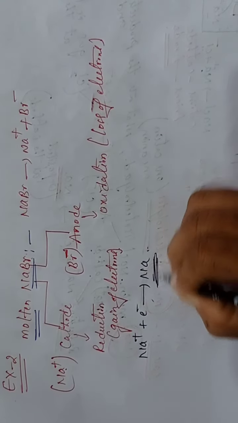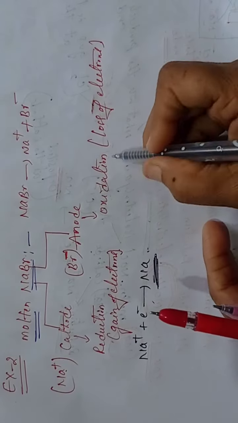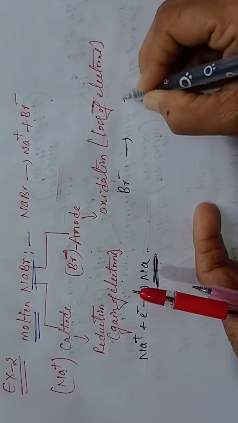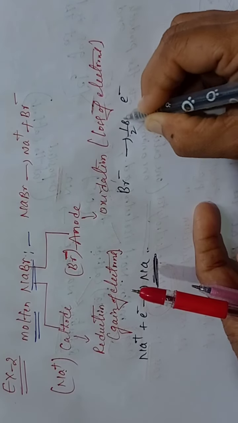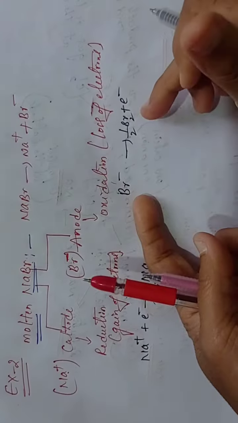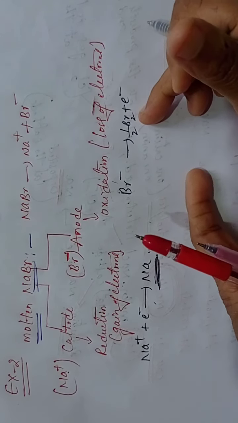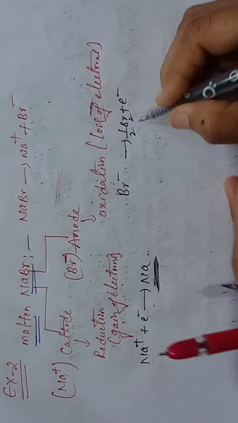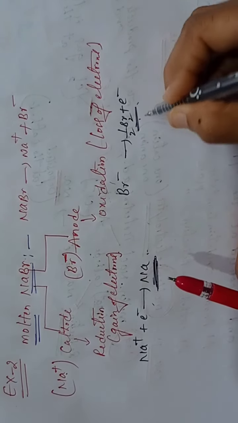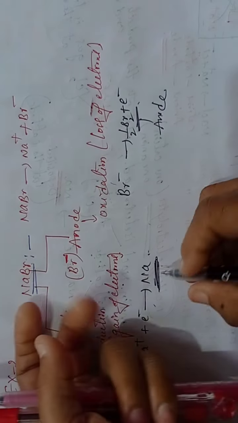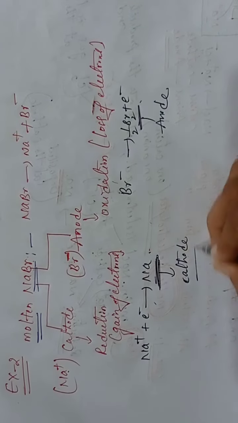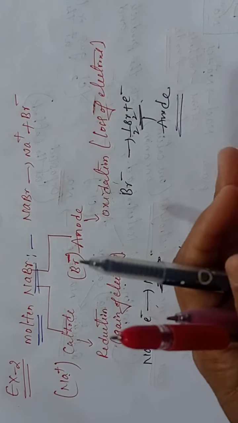That means sodium is deposited at the cathode. For oxidation, Br minus by loss of an electron becomes half Br2. Bromine is also in the form of Br2, it is stable. So that's why we are taking Br2. So Br2 is liberated at the anode and sodium is liberated at the cathode. Like this you have to understand in the case of molten electrolytes.